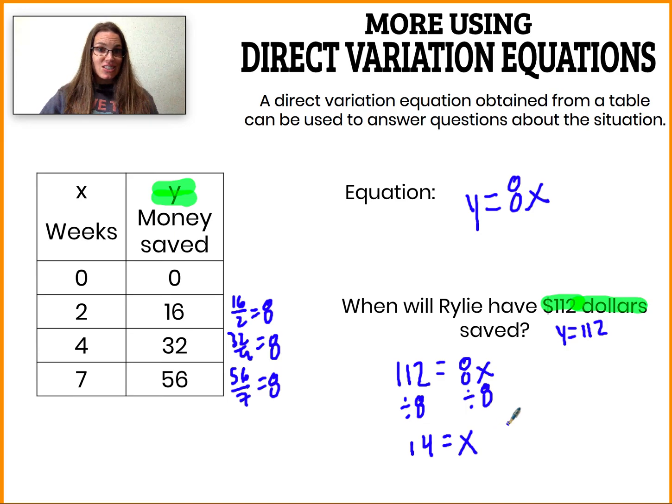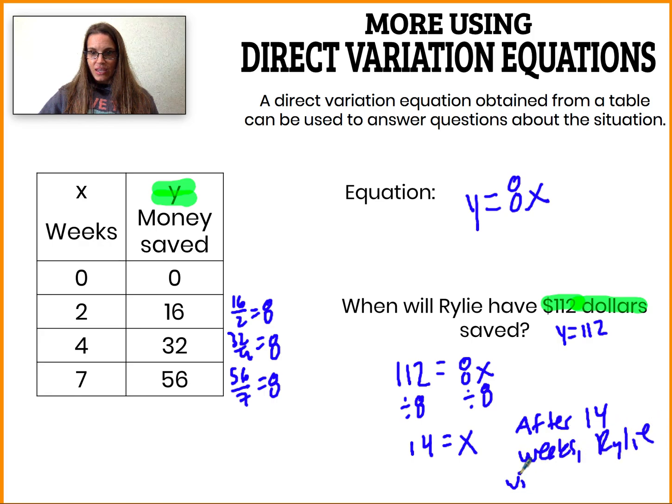All that's left is to answer the question. When will Riley have $112 saved? The answer to that question is after 14 weeks, Riley will have $112 saved.